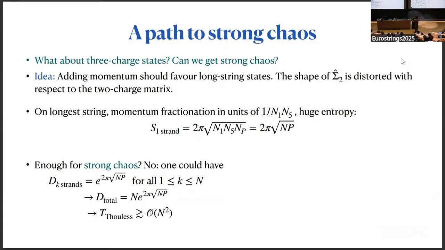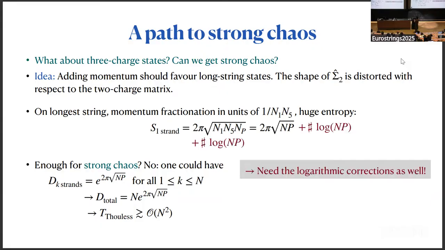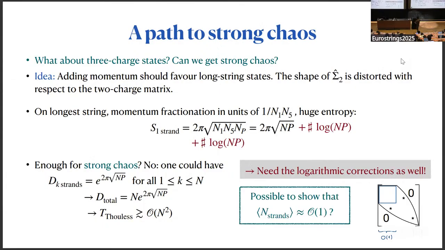So what we need to do is actually to compute the logarithmic corrections to the entropy as well. And then we can maybe conclude. And in particular, remember that for the 2 charge states, the mean value of the strands was somewhere in the middle, around square root of n. So now if we want to have something that looks like this, is it possible to show that the mean value of strands is closer to 1 or log of n or something like this, right?